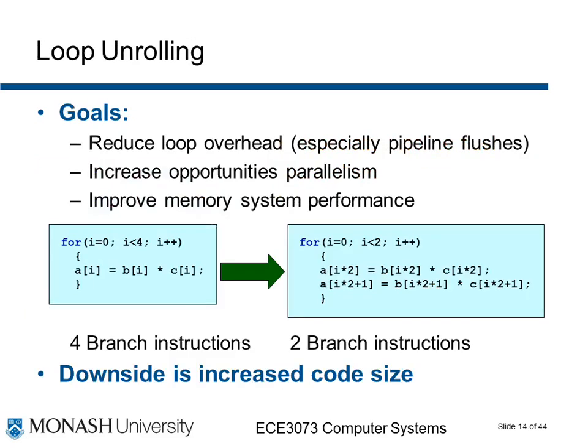Okay, loop unrolling. This is a simple one. So if I've got a loop, here I have a for loop, I go for i is 0, i is less than 4, i plus plus. I compute some multiplication between two vectors and store the result of this multiplication.